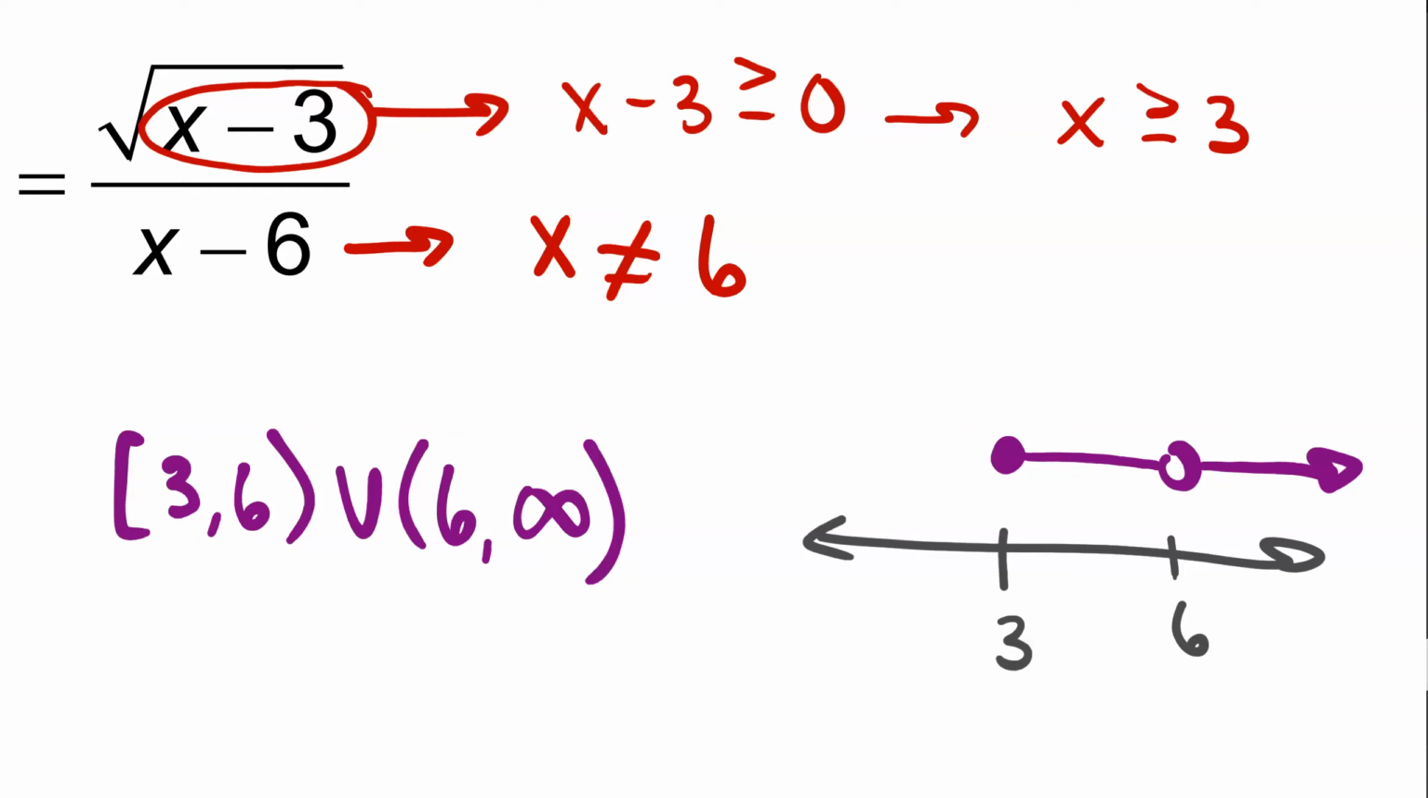No? What's wrong? So I knew that I can only plug in numbers greater than 3, otherwise I'll be putting a negative under here, right? So I'm like, cool, all numbers greater than 3, except, wait, if I plug in a 6, the bottom goes to 0. So that's why it's all the numbers greater than 3, except I can't plug this one in.